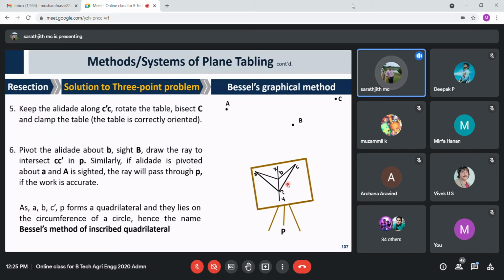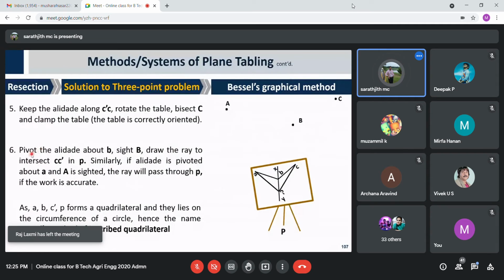After this, you have to place your alidade along CC dash. Then rotate the table and bisect C. So you are going to check whether the table is correctly oriented. If the table is correctly oriented, this CC dash should bisect the station C. At this point, you clamp the table.